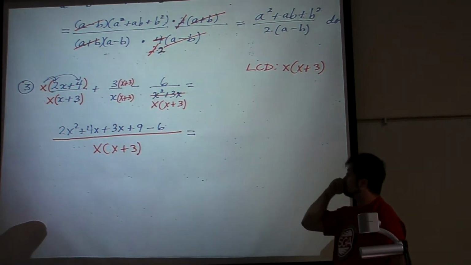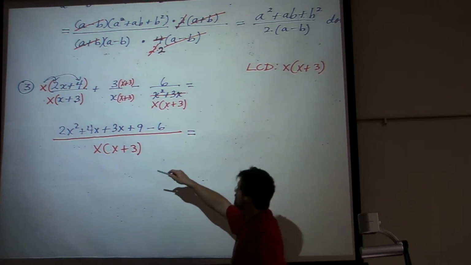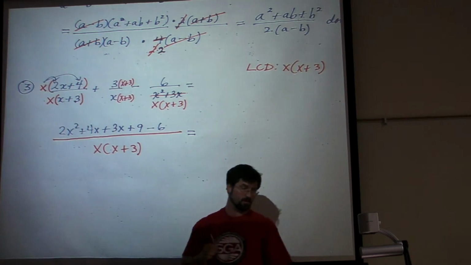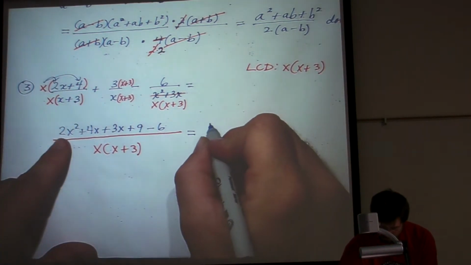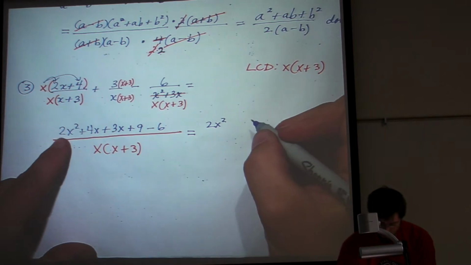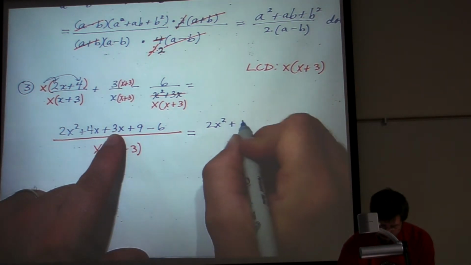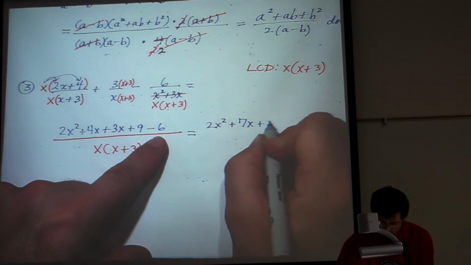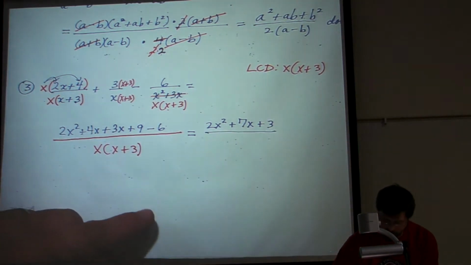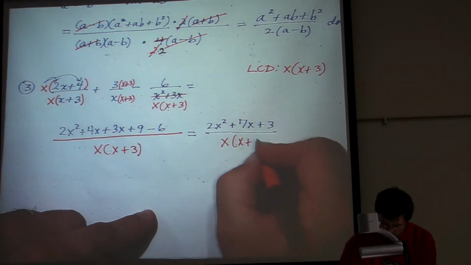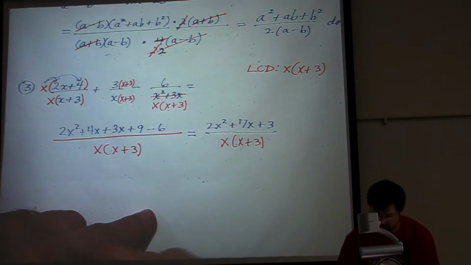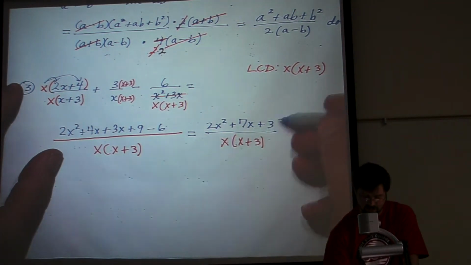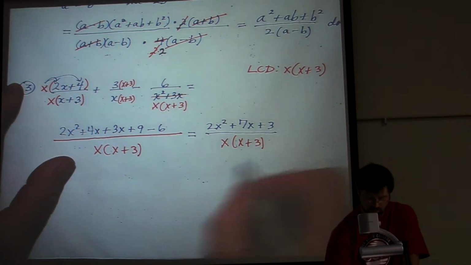We have 2 more steps. We're going to simplify the top and then factor it to see if we can simplify it with the bottom. So 2x squared doesn't have a like term with it. 4x and 3x are 7x. 9 minus 6 is 3. And that is still over that same common denominator. Said I have 2 steps. I simplified the top, I combined my terms, but now I need to factor it to check if there's any further simplification that can be done.